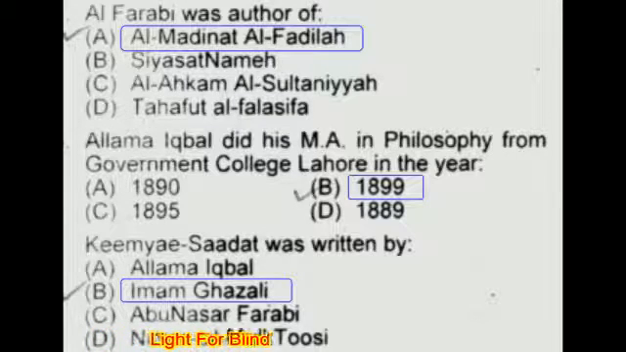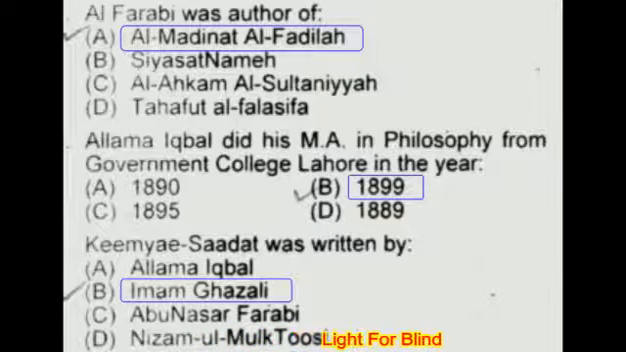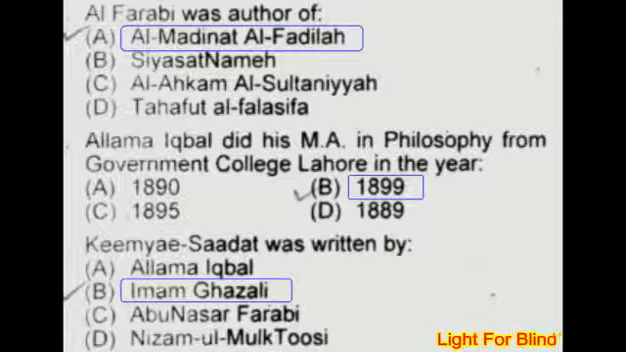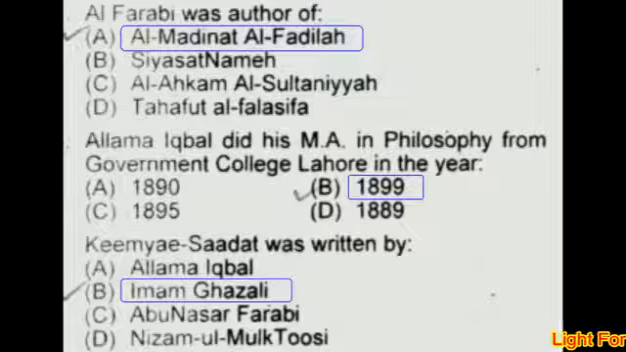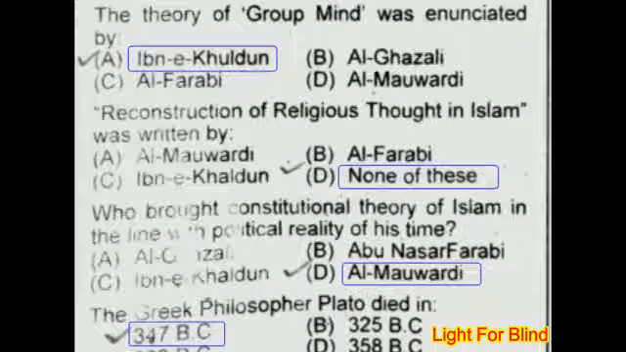Number 55. Allama Iqbal did his MA in philosophy from Government College Lahore in the year. Answer is 1899. Number 56. Kimya-e Saadat was written by. Answer is Imam Ghazali. Number 57. The theory of group mind was enunciated by. Answer is Ibn Khaldun.